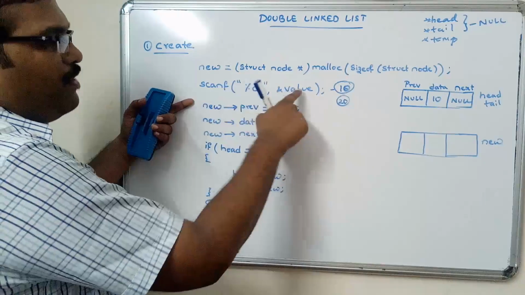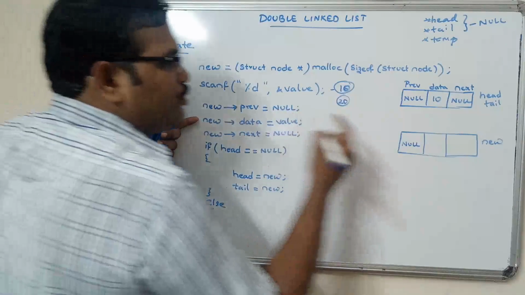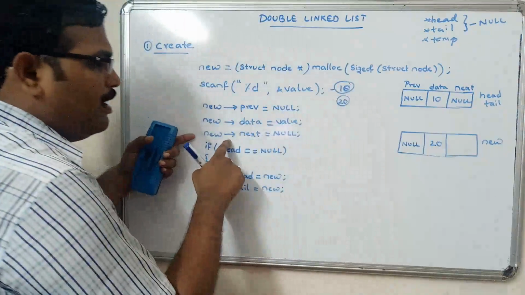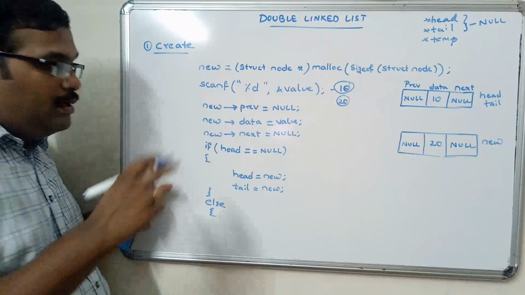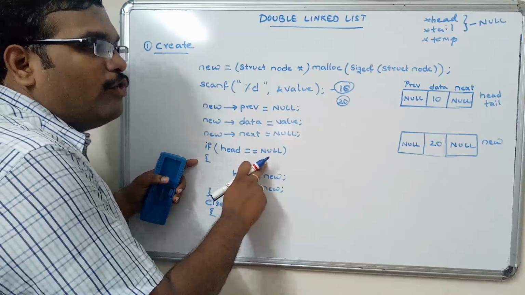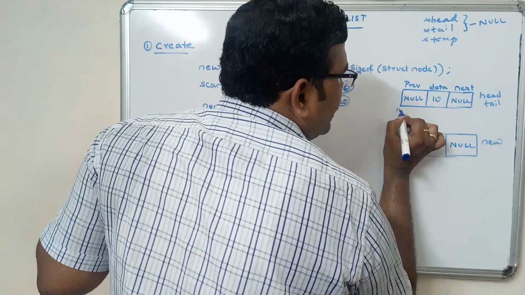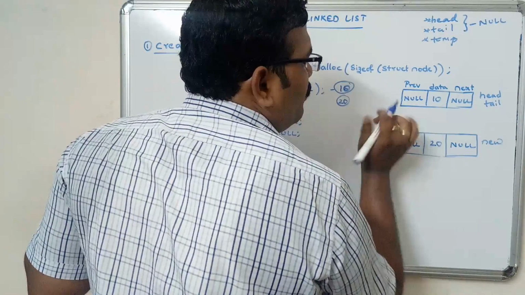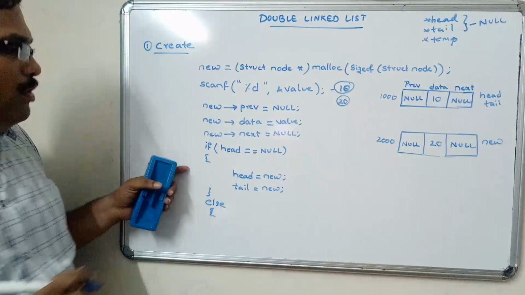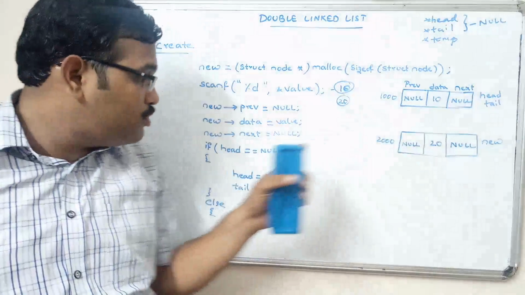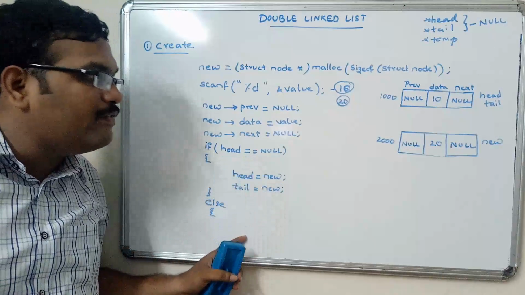After reading the value, new of previous is equal to null, so here it is null. Data is equal to value, so here 20 will be placed. Next is equal to null, again null. Right? Then see, if head is equal to null: head is not equal to null. Let 1000 be the address of this one and 2000 the address of this one. Head is pointing to the 1000 memory location, so head is not equal to null. So this condition fails, and automatically the else part will be executed.